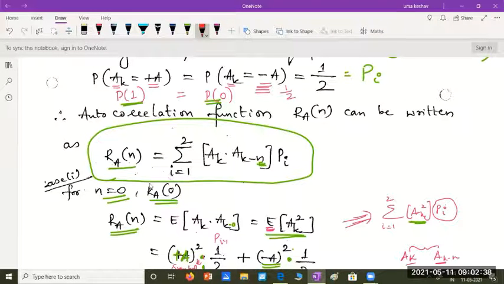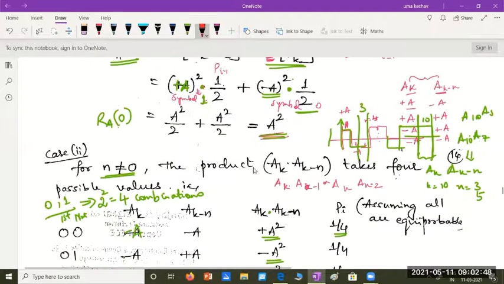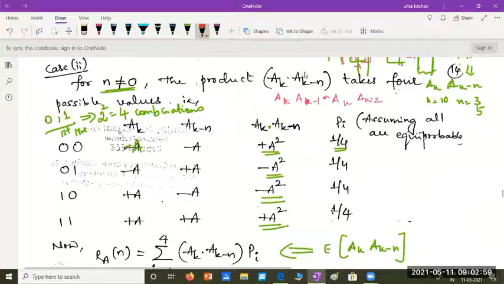Usually we calculate the autocorrelation function as two parts. First part, we consider n as 0 and we'll calculate RA of 0 and we'll get some value. For the second part, for n not equal to 0, for any other values of n other than 0, we will try to determine AK into AK minus n, the product. We need that product to find the ACR, autocorrelation function. Again, we will consider all the occurrences to be equiprobable.